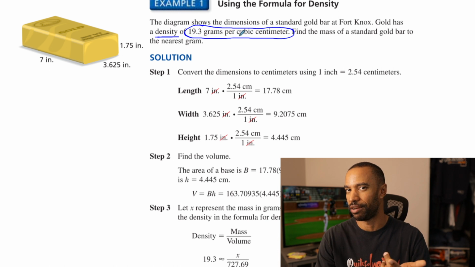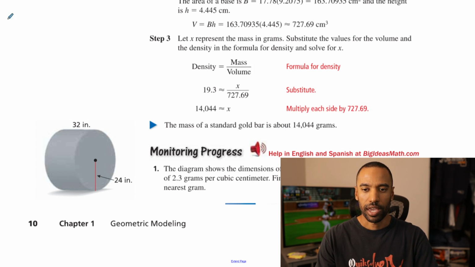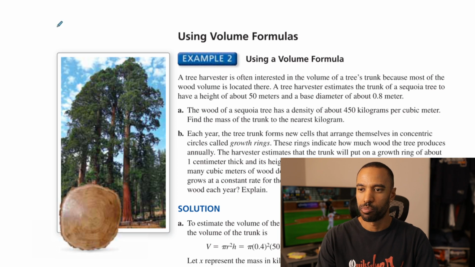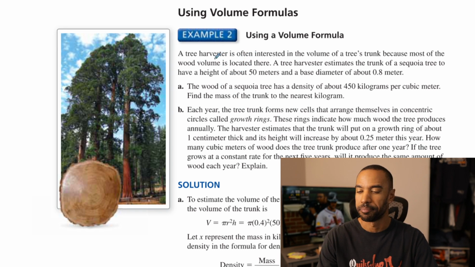Otherwise, we would need a different rate for density regarding cubic inches, which we don't have there currently. Okay, there's that one. Let's skip the one below before we get to the problem set. Let's look at example 2 using a volume formula.